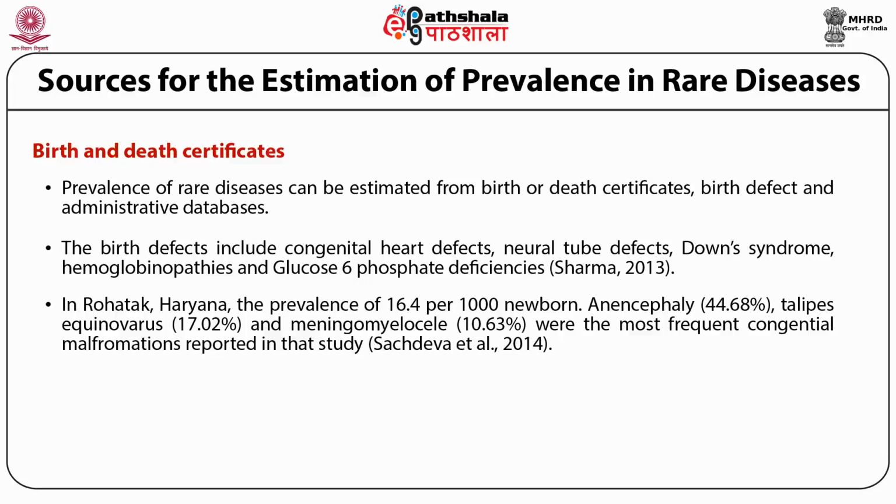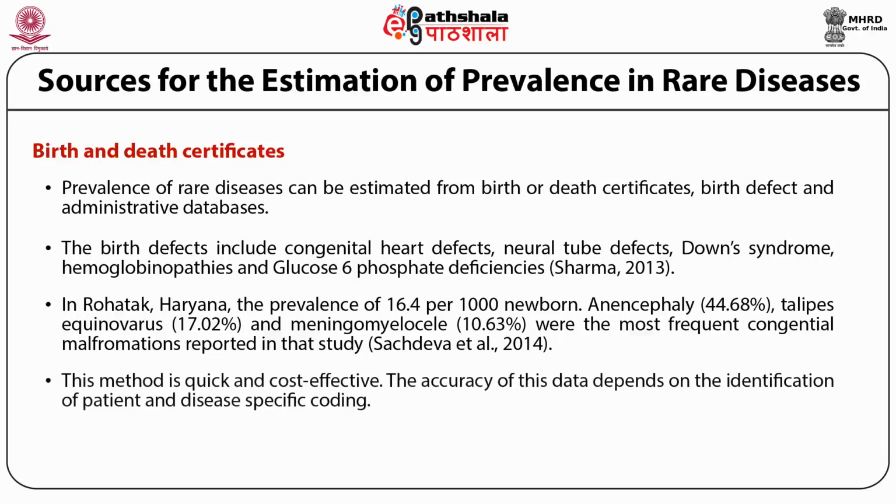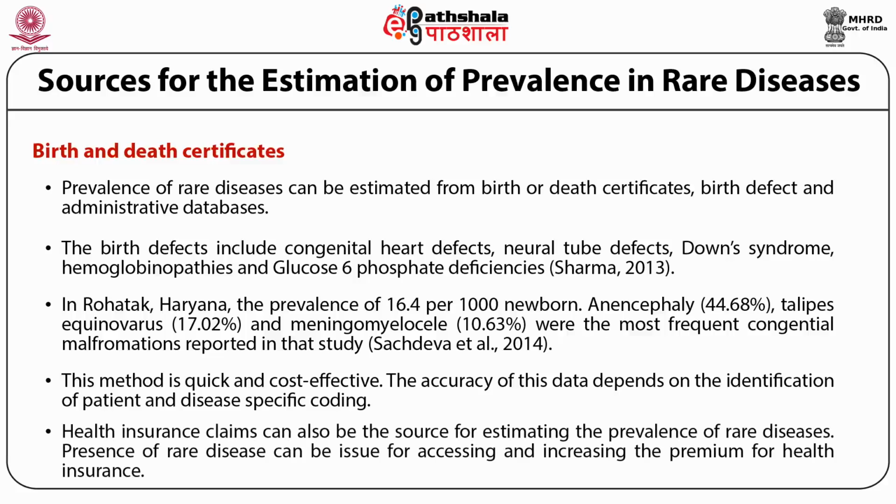Using administrative hospitalization data, the prevalence of rare diseases can be calculated. This method is quick and cost-effective. The accuracy of this data depends on the identification of patient and disease-specific coding. Ward in 2005 has reported prevalence of hemophilia, multiple sclerosis, Crohn's disease, cystic fibrosis, and scleroderma per 100,000 population using hospitalization database from California. Health insurance claims can also be the source for estimating the prevalence of rare diseases.